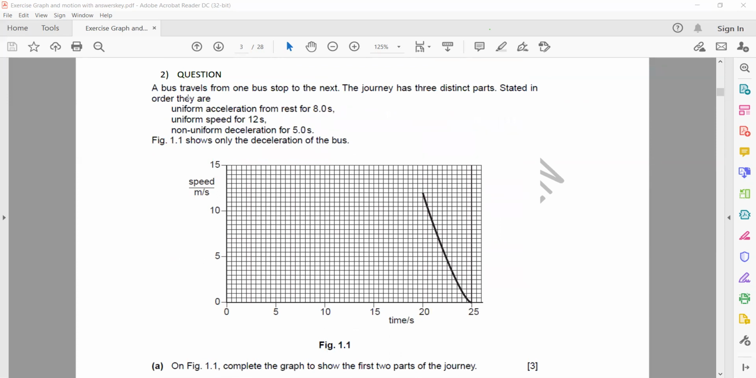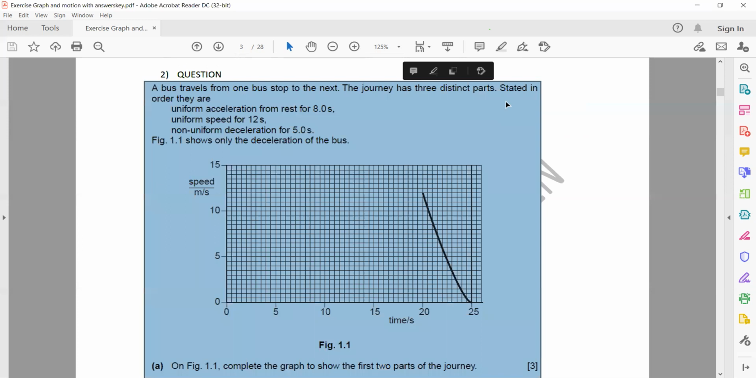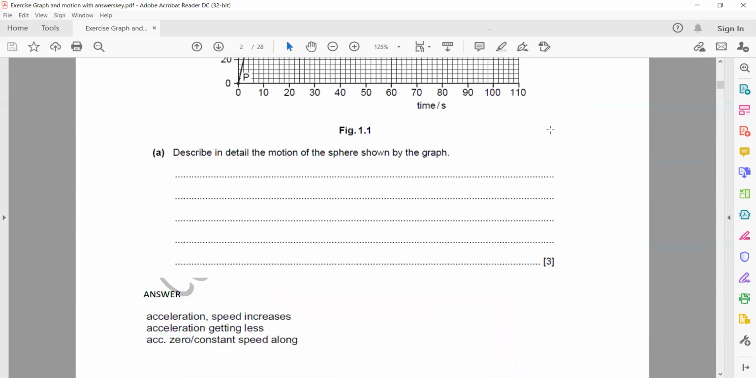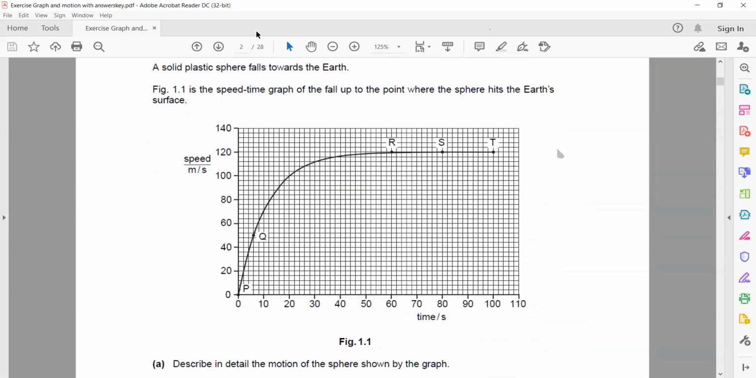In question 2, a bus travels from one bus stop to the next. In question 1, the speed time, Simon, can you use your mic? Yes, Simon.